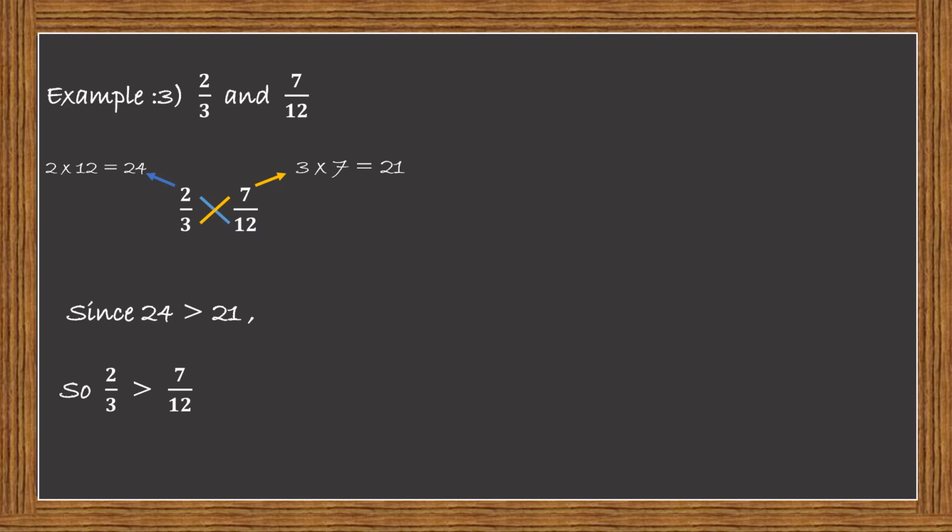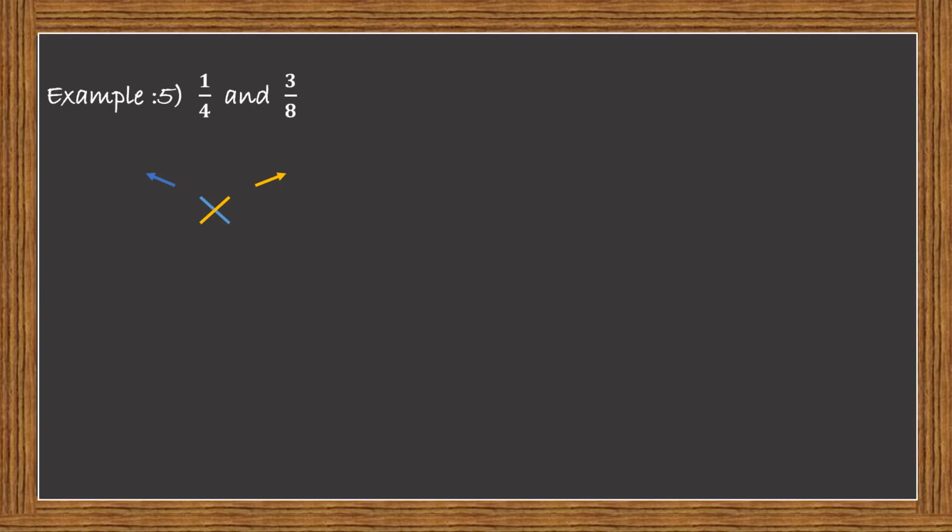Isn't it easy, students? So let's take one more example. Example number 5. That is 1 upon 4 and 3 upon 8. So let's write down the numbers. 1 upon 4 and 3 upon 8. Cross multiply them. 4 into 3, which becomes 12, and 1 into 8, which becomes 8. So 8 and 12. 8 is representing 1 by 4. 3 upon 8 is represented by the product 12.